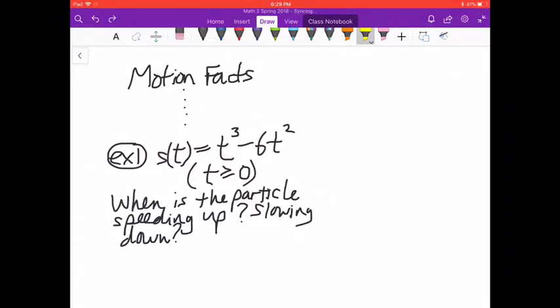Okay, we've been given an example to do at the end of our motion facts. The example has a position function s of t equals t cubed minus 6t squared. So that's right here. And they told us t is going to be greater than or equal to 0. And they asked us simply when is the particle speeding up and when is it slowing down. So we've done this before.